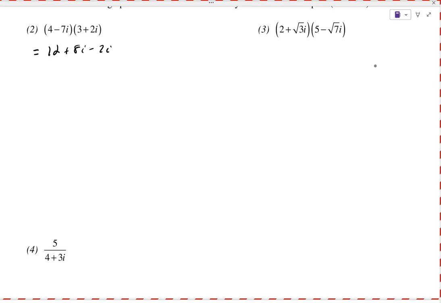Careful on the last one. I've got to multiply. Negative 14 i squared, right? Because I get i times the i. Okay, so then what do we replace the i squared with? Negative 1.